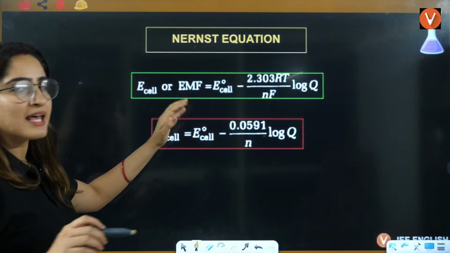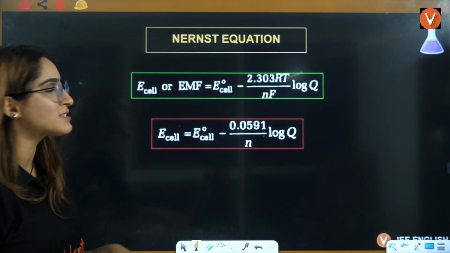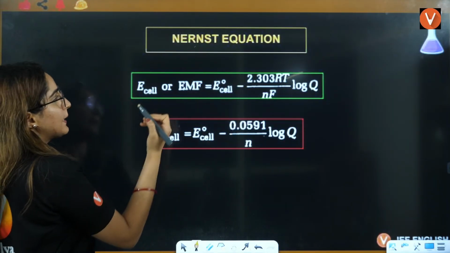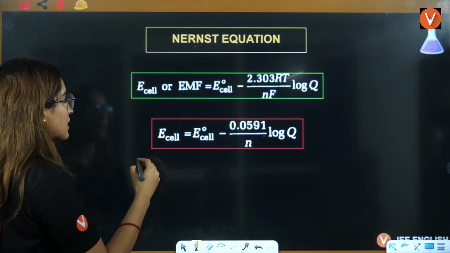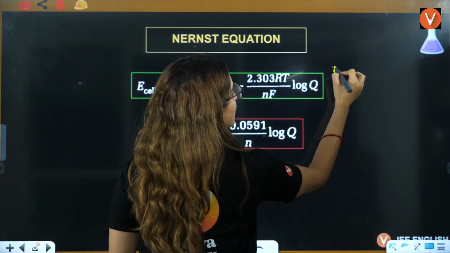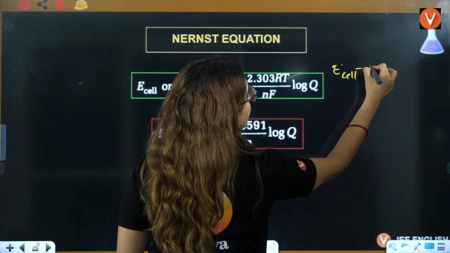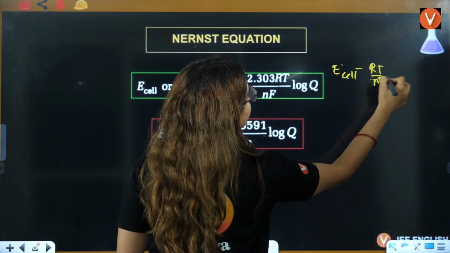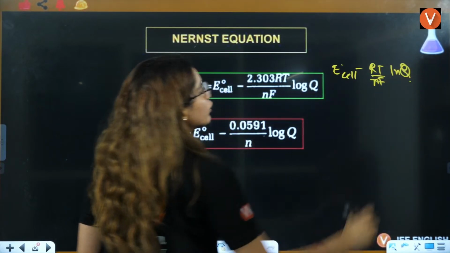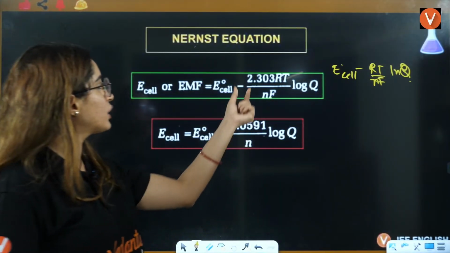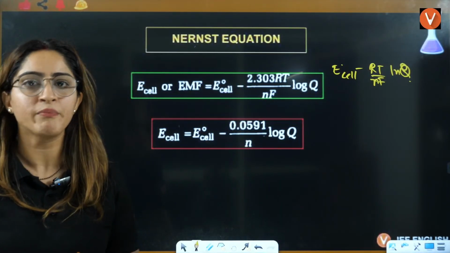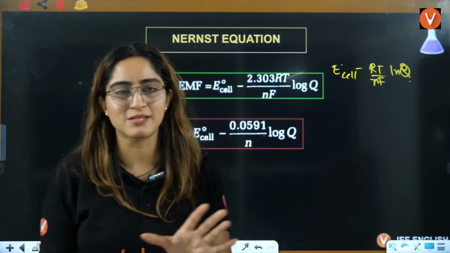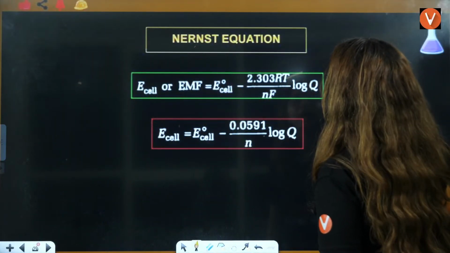We know that E cell, also called the EMF of the cell, is equal to E naught cell minus RT by nF ln Q. Now, when you replace natural log with log base 10, you have to multiply by 2.303. You don't know the value of natural log, so you will always solve it for log base 10. That's why this is the equation that you will remember.